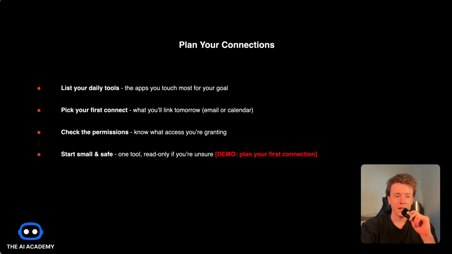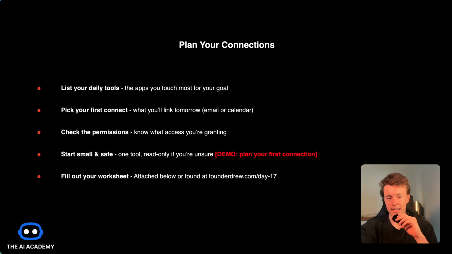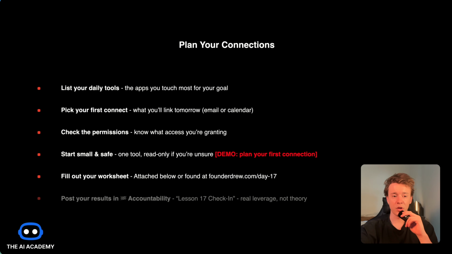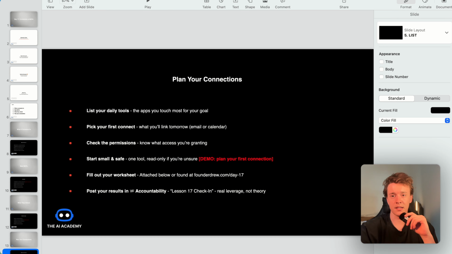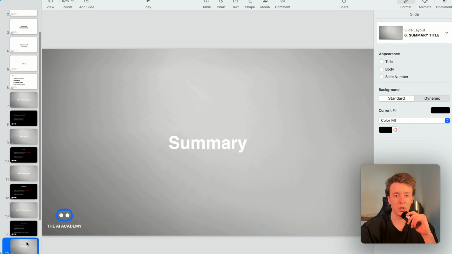And then we're going to start small and safe. One tool, read only if you're unsure, and just learn with it, of what it has access to. Fill out your worksheet, attached below and found at foundry.com/day17. And then, as always, post your results in accountability so you can be entered into those giveaways. Again, real leverage, not theory, we're learning here.